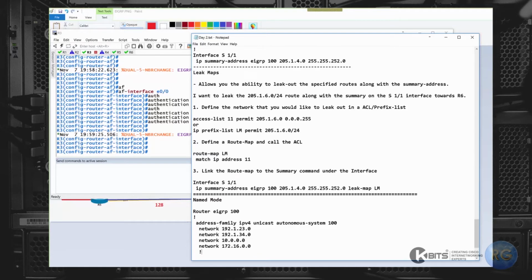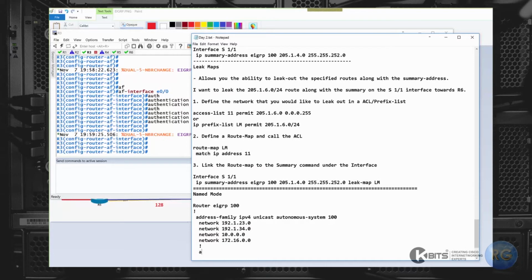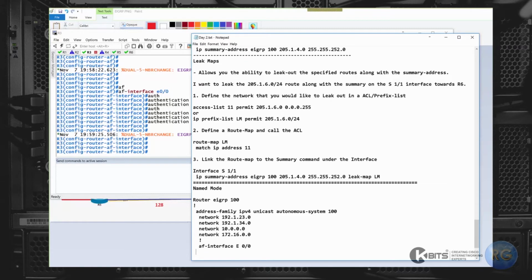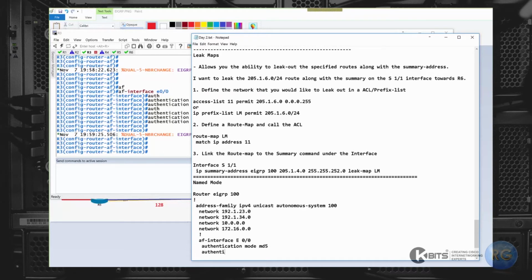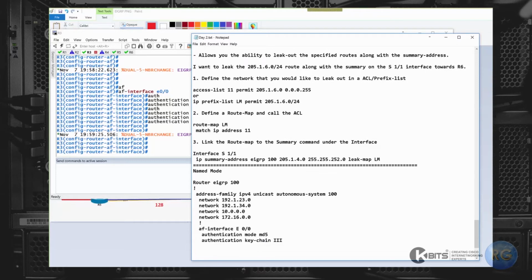Still under the address family, I now have the ability to do my AF interface. Address family interface E0/0. And over there, I said what? Authentication, mode MD5, authentication, what do you call it? Keychain. And if you're wondering, is it backward compatible? Absolutely is. You guys already know that. I'm actually establishing a neighbor relationship with 2 and 4, both are running classic.